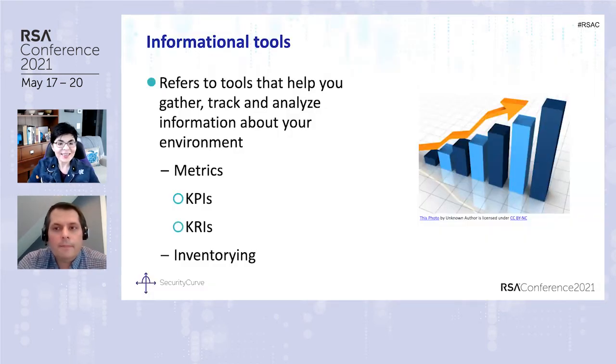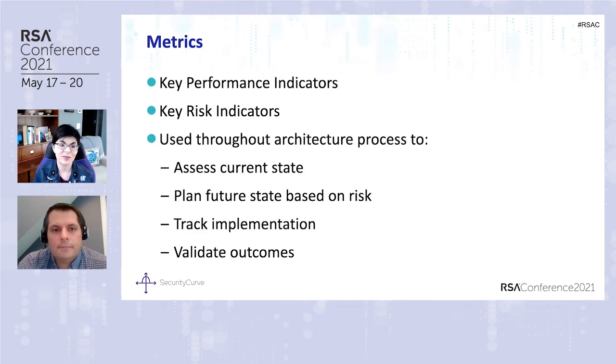Great. Okay, so now we're going to move on to the informational tools. These are the tools that help you to gather, track and analyze the information that's in your environment. So looking at things like what your performance indicators are, what your risk indicators are. And a big problem, if you do any security assessments, one of the first questions is, do people have an inventory? So these are the tools that can start helping you get a handle on what's in your organization, where the devices are, who the users are, where the licenses are, and where your data happens to be.